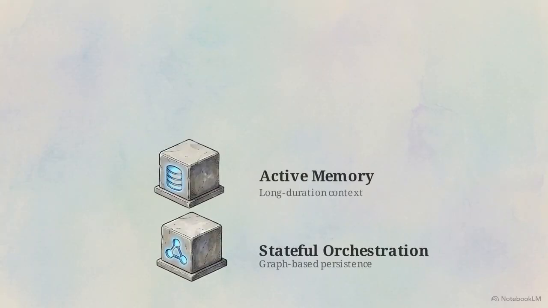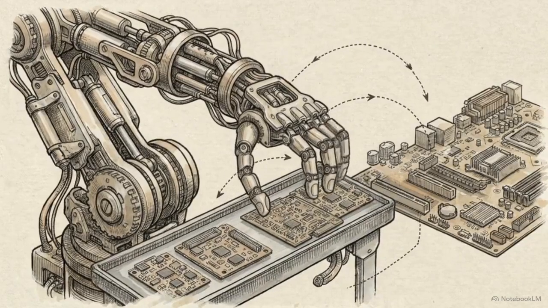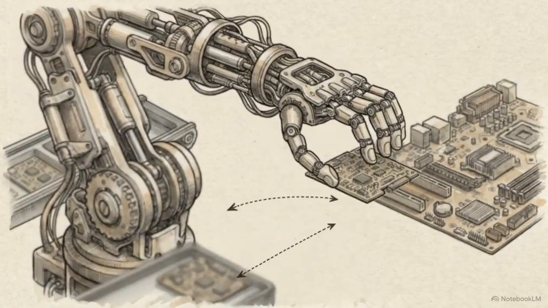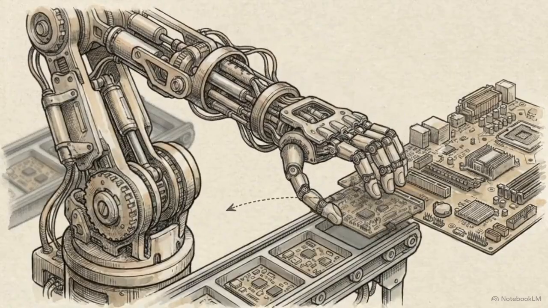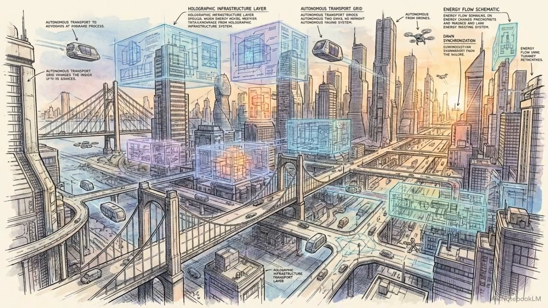The convergence of stateful orchestration, active memory, and VLA models provides a complete architectural stack for autonomy. Software is moving from a reactive tool to a proactive agent. It can now plan, remember, and act in unstructured environments, whether they are digital codebases or industrial workbenches. This infrastructure, built on state management, secure tool execution, and end-to-end grounding, is the foundation for the next stage of artificial intelligence development.